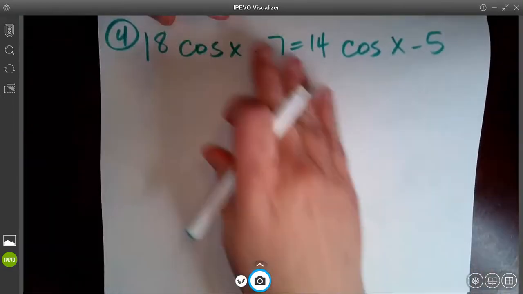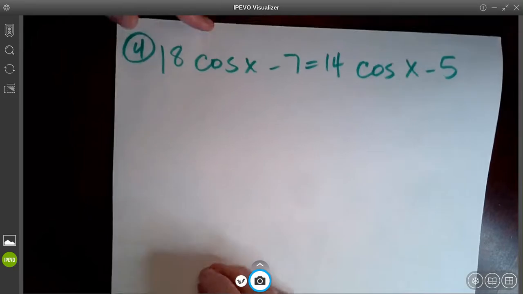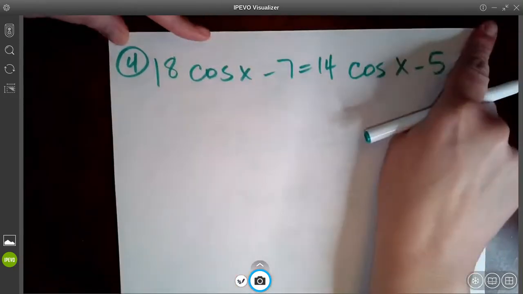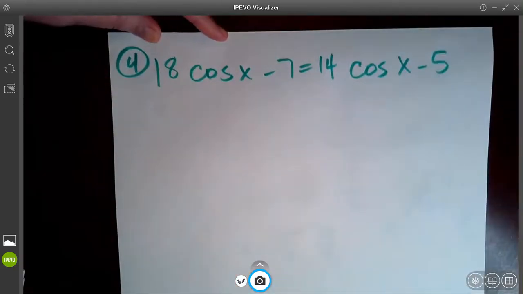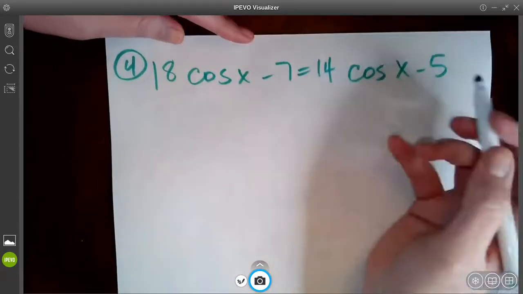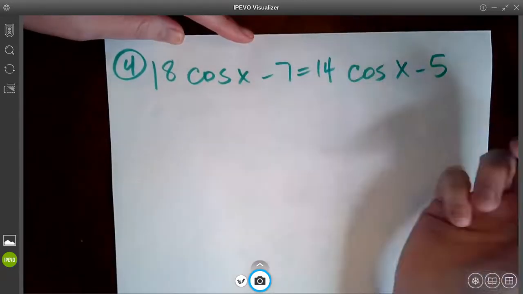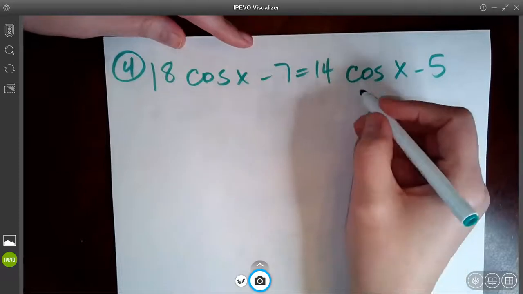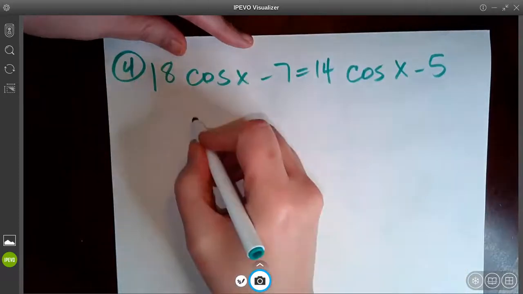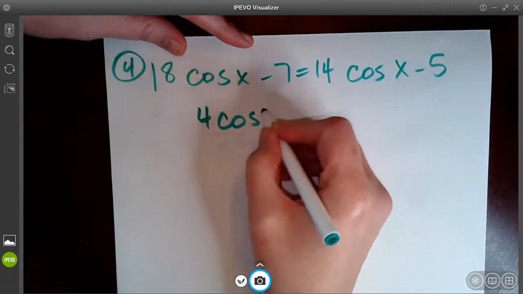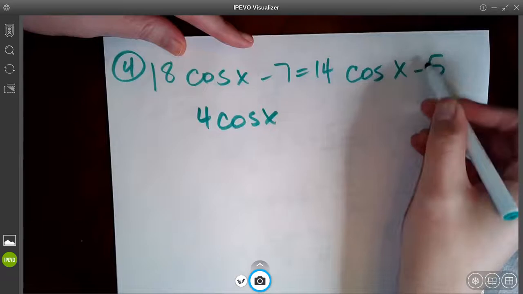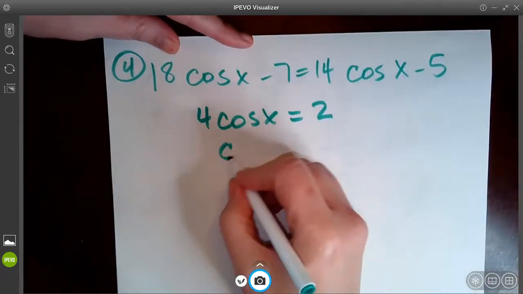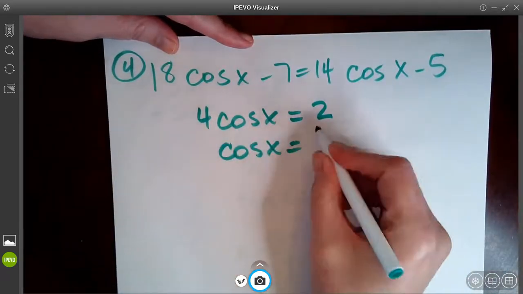Okay, so 18 cosine x minus 7 equals 14 cosine x minus 5. So I need my cosines together on the same side, and I need the minus 7 and the minus 5, those numbers, on the opposite side. So I'm going to subtract 14 cosine x from both sides, so I get 4 cosine x. I'm going to add 7 to this side, so I get 2. So 4 cosine x equals 2. So cosine x equals 1/2.